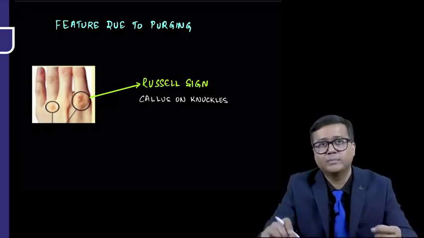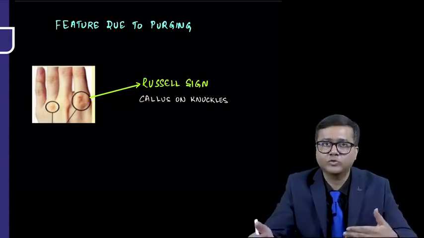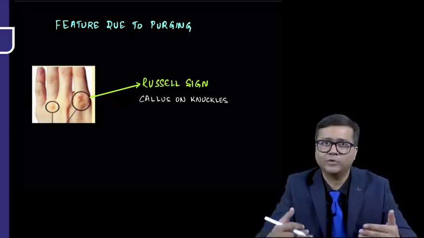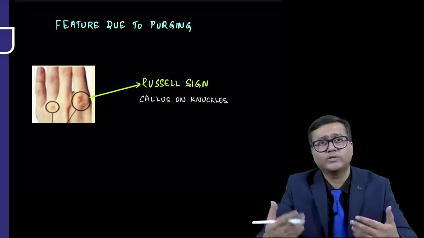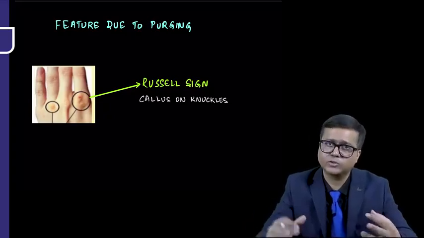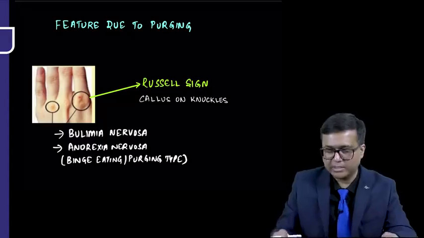So in that binge eating purging subtype of anorexia nervosa also we can find this Russell sign, because it is due to the self-induced vomiting. It is occurring because of this. So this can also be seen in anorexia nervosa.